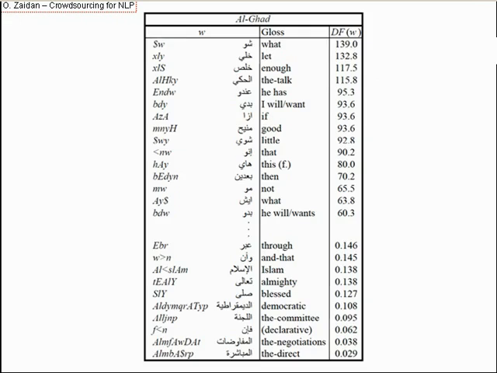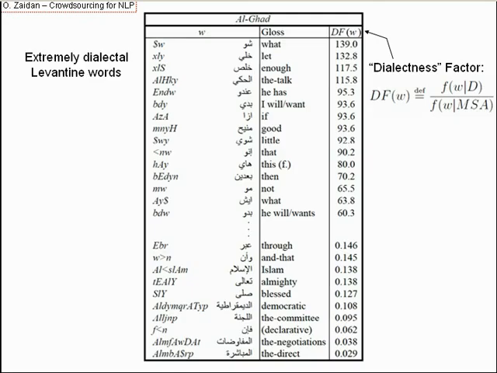Let's look at this list of words. This is a list of words from the Jordanian newspaper, so this is in Levantine. And they are ordered by their dialectness factor. The dialectness factor is basically a measure of how much more likely a word is to appear in dialectal sentences as opposed to MSA sentences. So words near the top are the most dialectal Levantine words, and words near the bottom are the most MSA words that are unlikely to appear in a dialectal context.